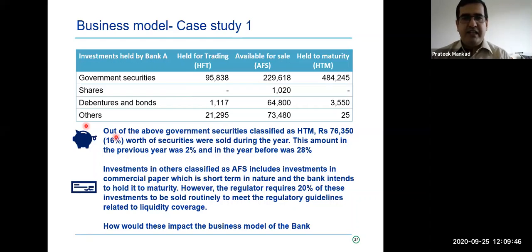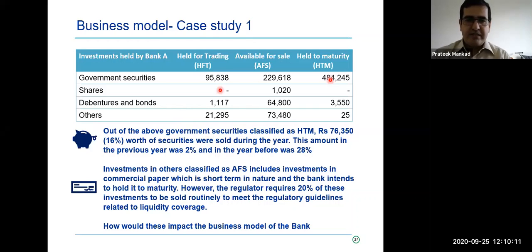Fact number 1, out of these government securities classified as held to maturity, 16% of these securities were sold. In the previous year, that was 2%. In the year before, it was 28%. Now, this is where I will want to wear the auditor's hat and ask management, on what basis did you classify this as held to maturity?